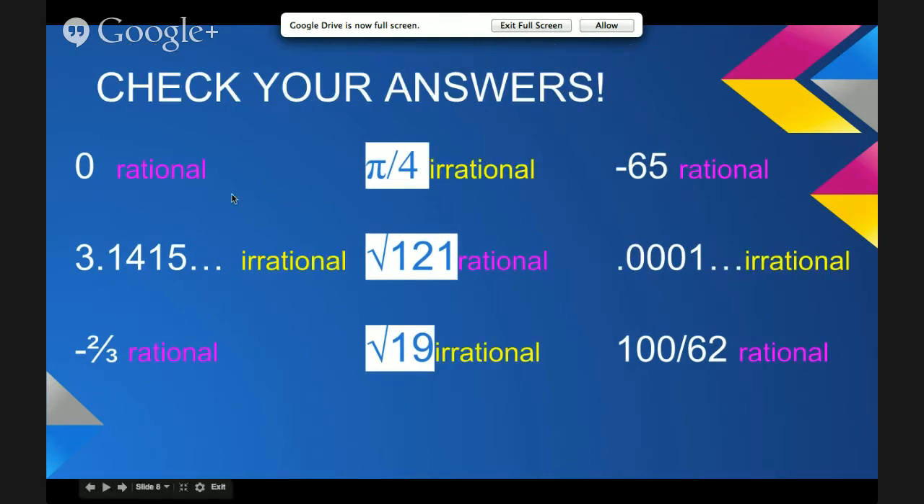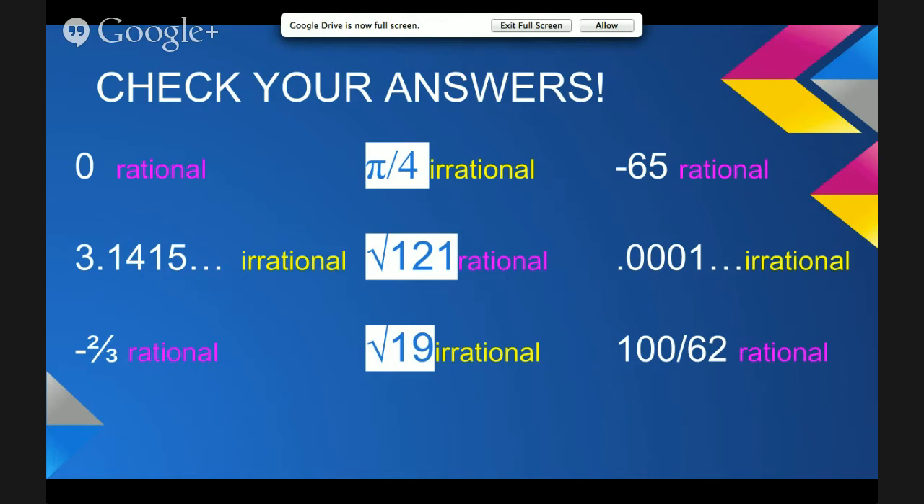So 0 is rational because it is a whole number. 3.1415 repeating is irrational because, like I said before, remember that if a decimal has a dot-dot-dot at the end, it's normally irrational. Negative 2/3 is a rational number because it's two whole numbers. Pi over 4 is irrational because, like I said, irrational numbers generally have a symbol, so automatically when you see the pi symbol, you know it's irrational.